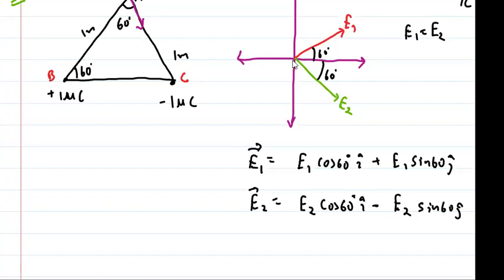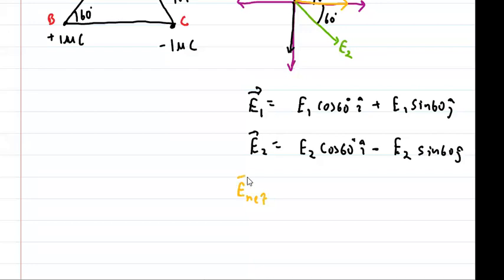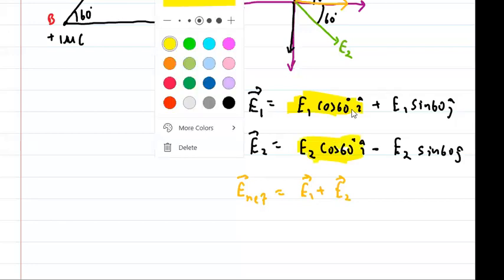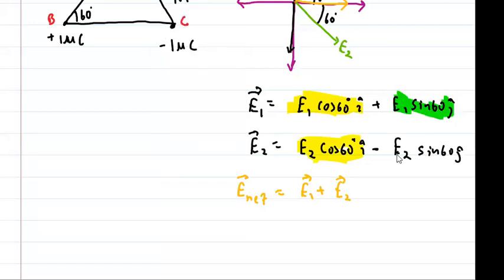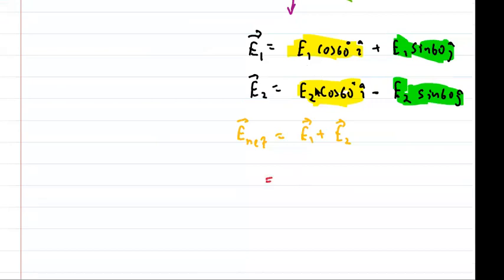Now, don't you think, sir, if you break into components, this component and this component, and these two components, so Y component will get cancelled, right? So E net is equal to E1 plus E2. Now, if you add these two, X will get added to X, Y will get added to Y. But sir, positive negative, since E1 and E2 are equal, this positive negative will get cancelled. So E net will be equal to what? E1 E2 equal, so it is 2E cos 60 degree I cap.